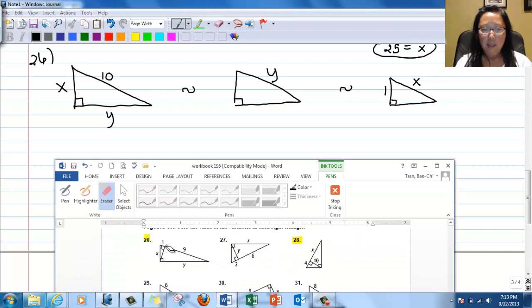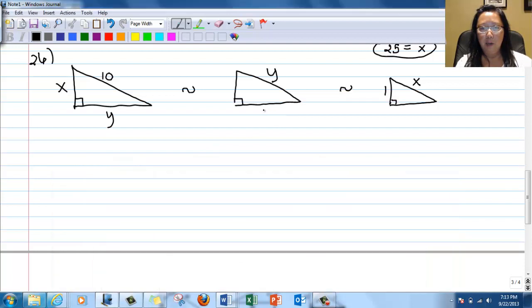Then there's that 9. I'm trying to find where it should go. This 9, this is the short side of the medium triangle. So this is the long side. So the long side would be right here. This gets a 9. Okay, and that's all we have.